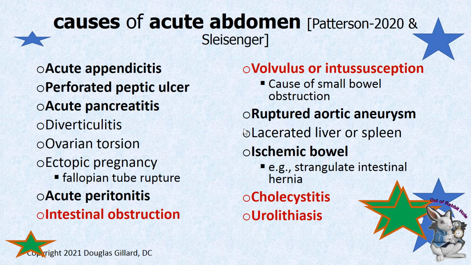Could be a ruptured abdominal aortic aneurysm. It could be a lacerated liver or spleen. That would be after a car accident. Ischemic bowel from maybe, let's say someone has atrial fib and they have an arterial clot and it goes and gets stuck in the superior mesenteric artery, and there goes all the blood supply to intestine and it dies. So that's ischemic bowel. Cholecystitis is a stone stuck somewhere in the gallbladder or in the biliary system that causes severe pain. And urolithiasis is when a stone gets stuck in the ureter.